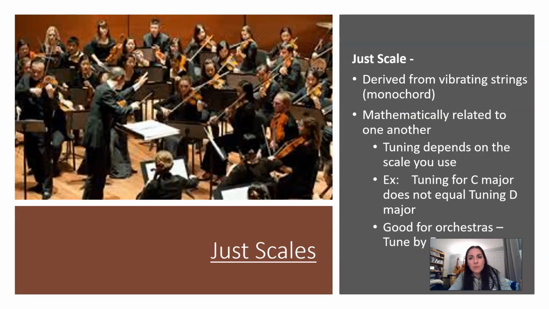So I'm going to talk about what is called the just scale. So the just scale is everything that I've been talking about so far. It's derived from the monochord and vibrating strings. Now it turns out that when you have something like a string, you have the ability to change the length ever so slightly so that you get the right tone coming out. And this is called the just scale.